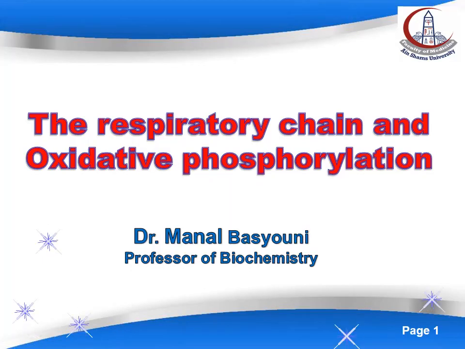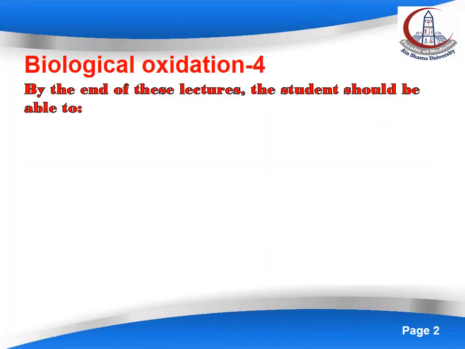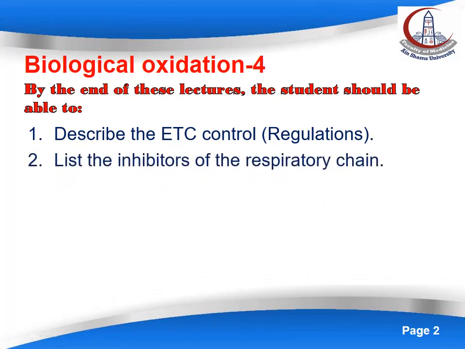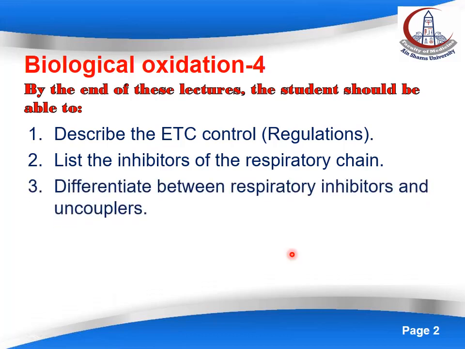Finally we are ending the story of the respiratory chain, and we are coming to the final steps of oxidative phosphorylation, how it is regulated and how it is inhibited. How can I regulate the components of the electron transport chain? How to control these reactions? What are the inhibitors of the respiratory chain? And how can I differentiate between these inhibitors and uncouplers? What is the mechanism of action of both?